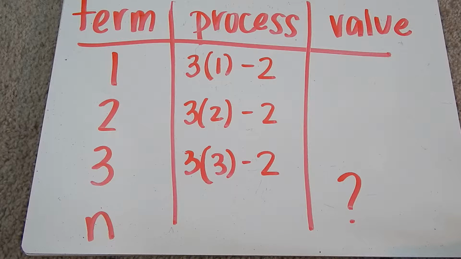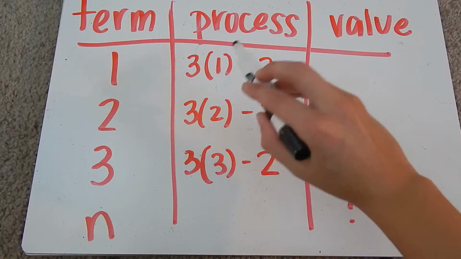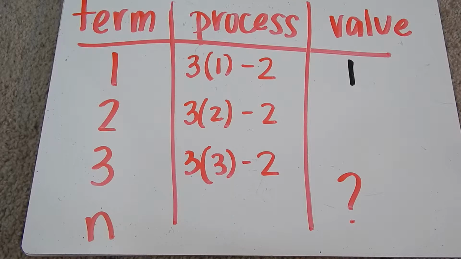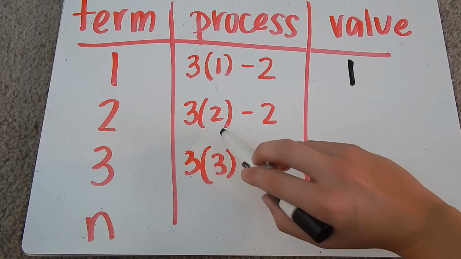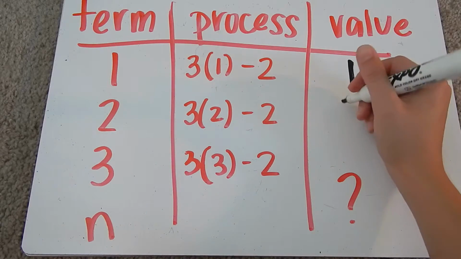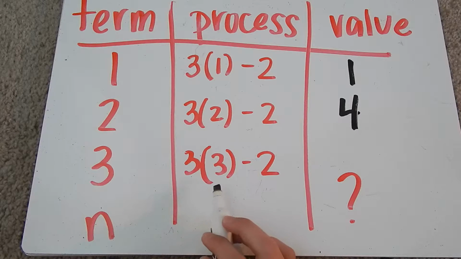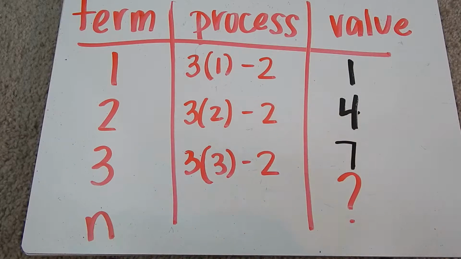So in term 1, the process is take 3, multiply it by 1, subtract 2. So we get 1 there. Term 2, we're going to multiply 3 times 2 and subtract 2. That would give me 4. And term 3, we're going to multiply 3 by 3, which is 9, subtract 2, we get 7.